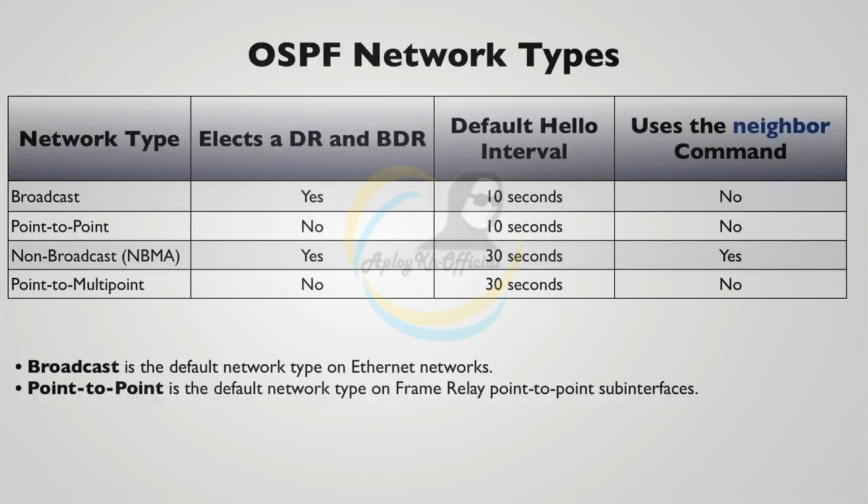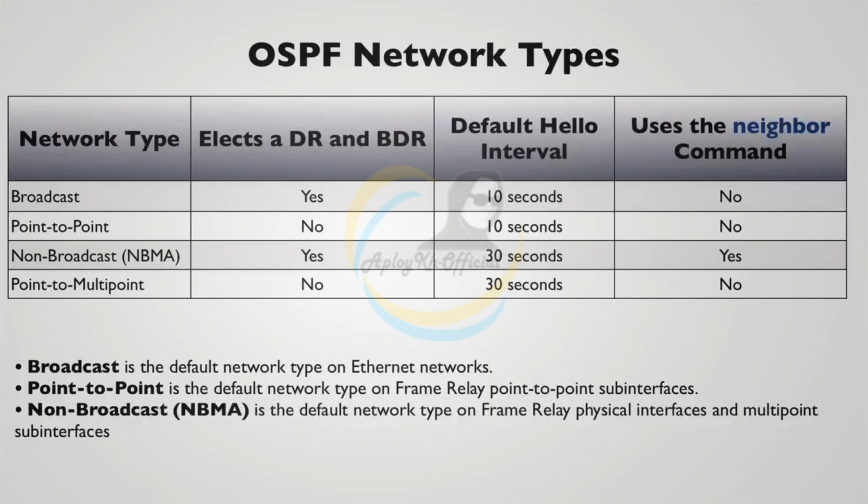The point-to-point network type is going to be used by default on frame relay point-to-point subinterfaces. We haven't talked about frame relay yet. That's coming up later. And the non-broadcast OSPF network type is going to be the default network type on frame relay physical interfaces and multipoint subinterfaces.